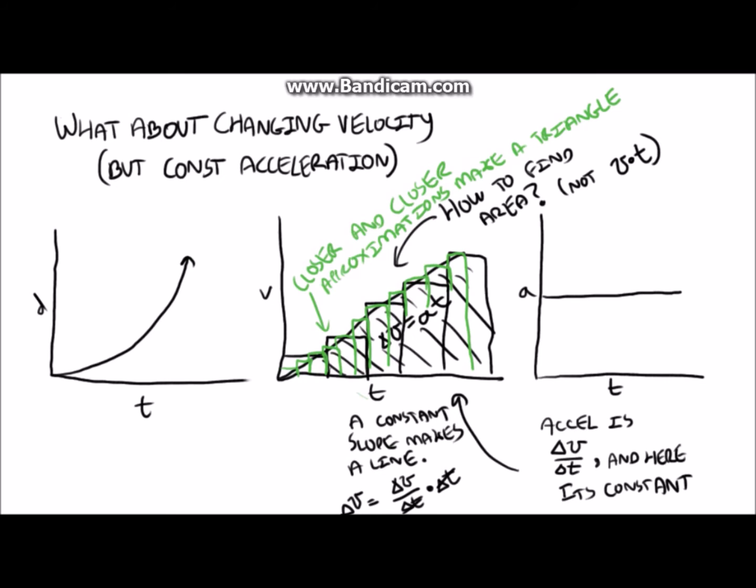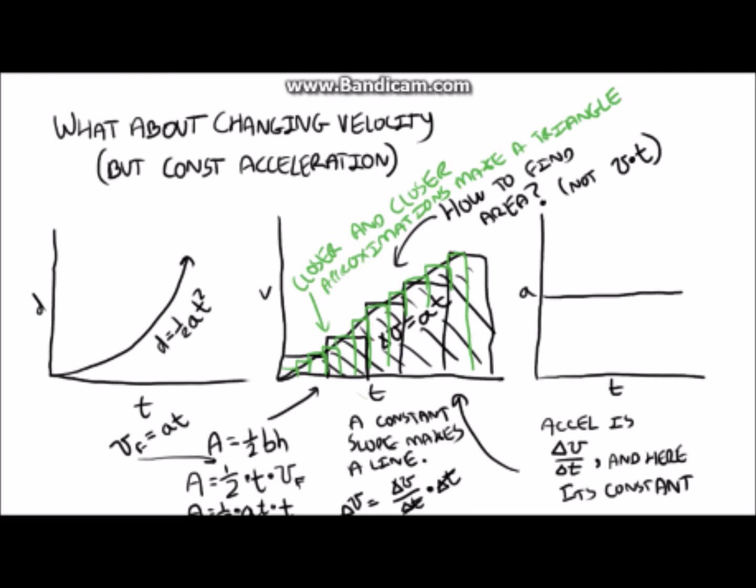Because the area, let me emphasize this, of a velocity versus time graph is the displacement. So the area of the triangle is half times b times h. B is t. H is the final velocity, vf, right? And in this case, vf is at, because acceleration times time, again, is velocity. So you get half times at times t. That's a bit cut off, sorry, at the bottom. Or half times at squared.